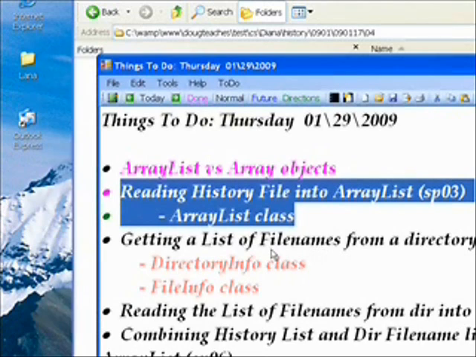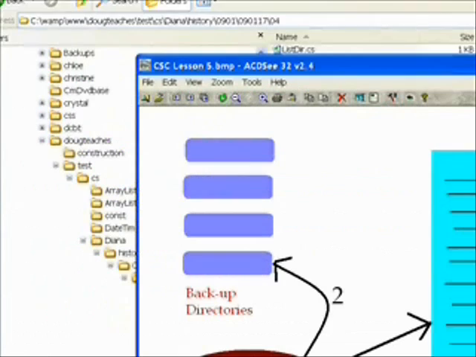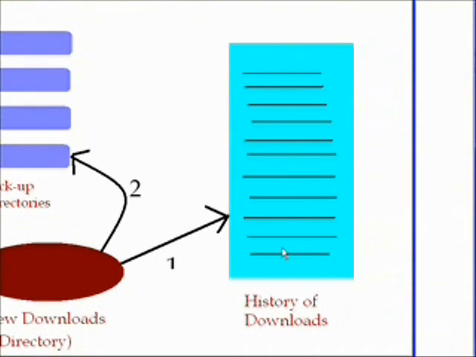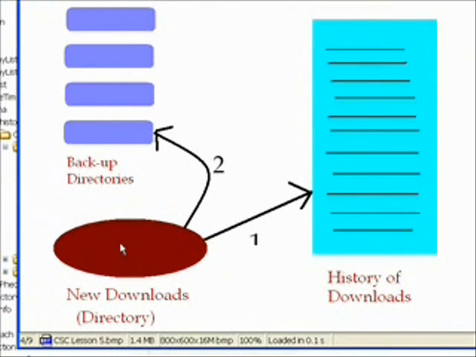If you look again at our original design proposal, there's two things we need to read into the array list. The first thing is the history of the downloads, and the second thing is the directory file names of files we've downloaded to which we've designated as our download directory. These would be our new downloads, ones that aren't registered in the history list.